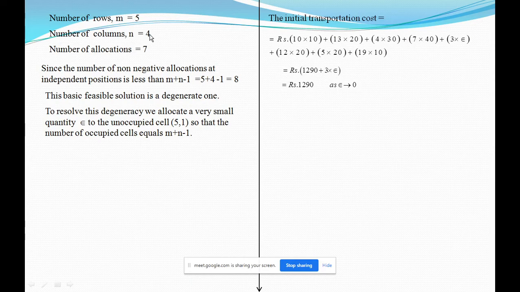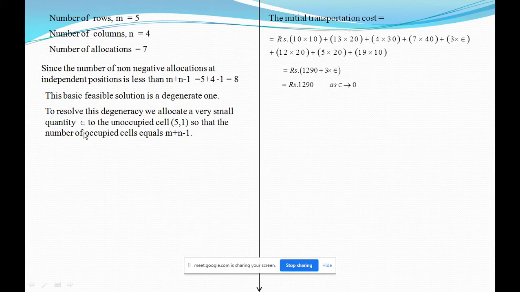M plus n, 5 plus 5 plus 4 is equal to what? 9. 9 minus 1 equal to what? 8. But how many allocations do we have here? 7. We should have 8. In order to add one more allocation, we need a dummy allocation.